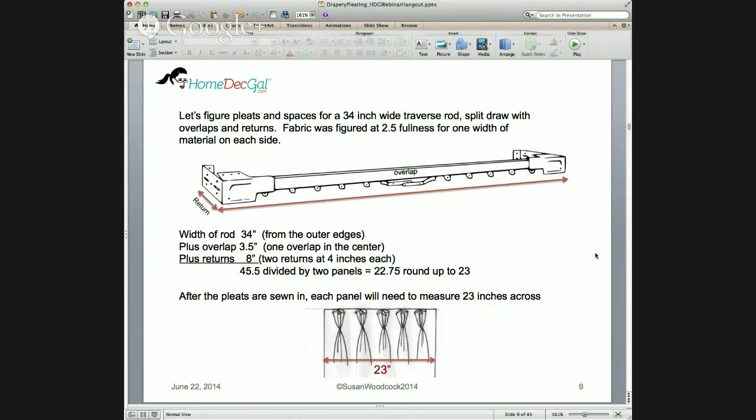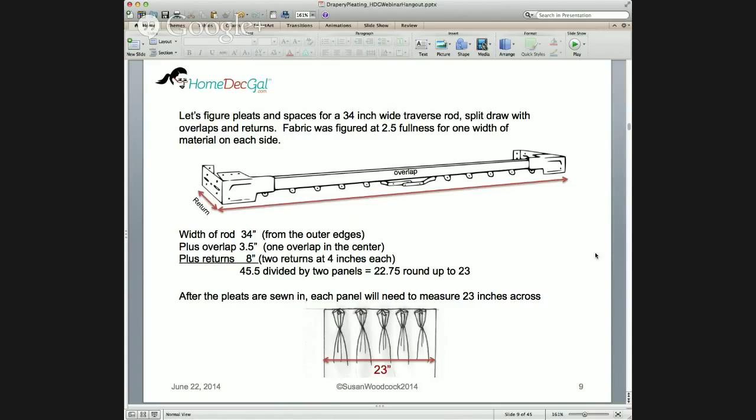Once you figure out the overlap, which is what tricks people up sometimes, I think. So I'm concentrating on a two-way draw with overlaps and returns. That's how we're going to calculate for this presentation. I look forward to answering your questions and hopefully doing future webinars and hangouts to get in more detail. This is all I had time for today. So we're going to do pleats and spaces for a 34-inch wide traverse rod, split draw with overlaps and returns. The fabric was figured at 2.5 times fullness, so there's 1 width of material on each side.